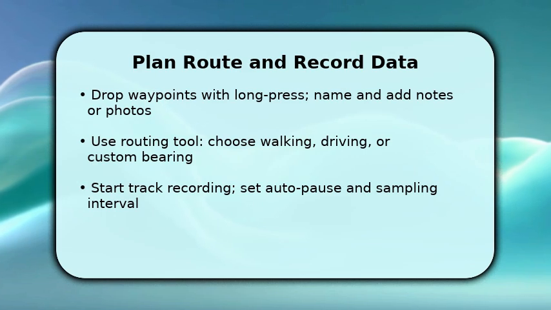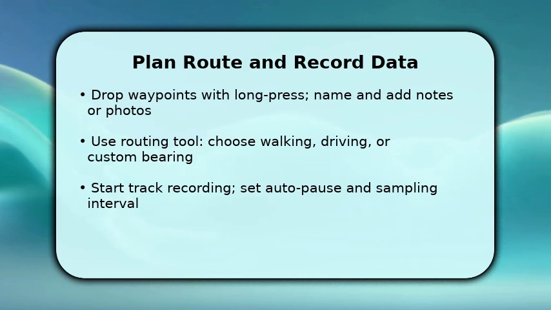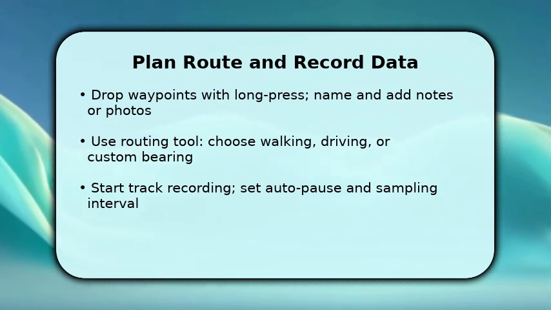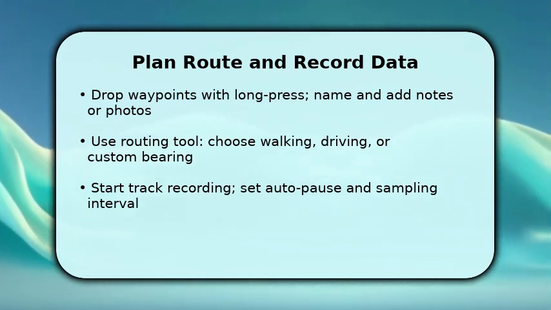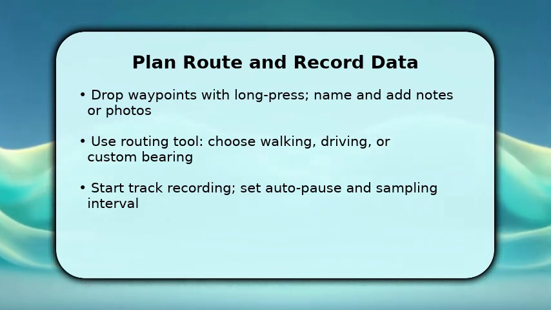Then use the routing tool to select travel mode, walking, driving, or custom bearing, because different modes produce different routes and ETA estimates. Start track recording and configure sampling interval and auto pause to balance accuracy versus battery drain. Doing so ensures you capture the path you actually take for reliable playback and export later.